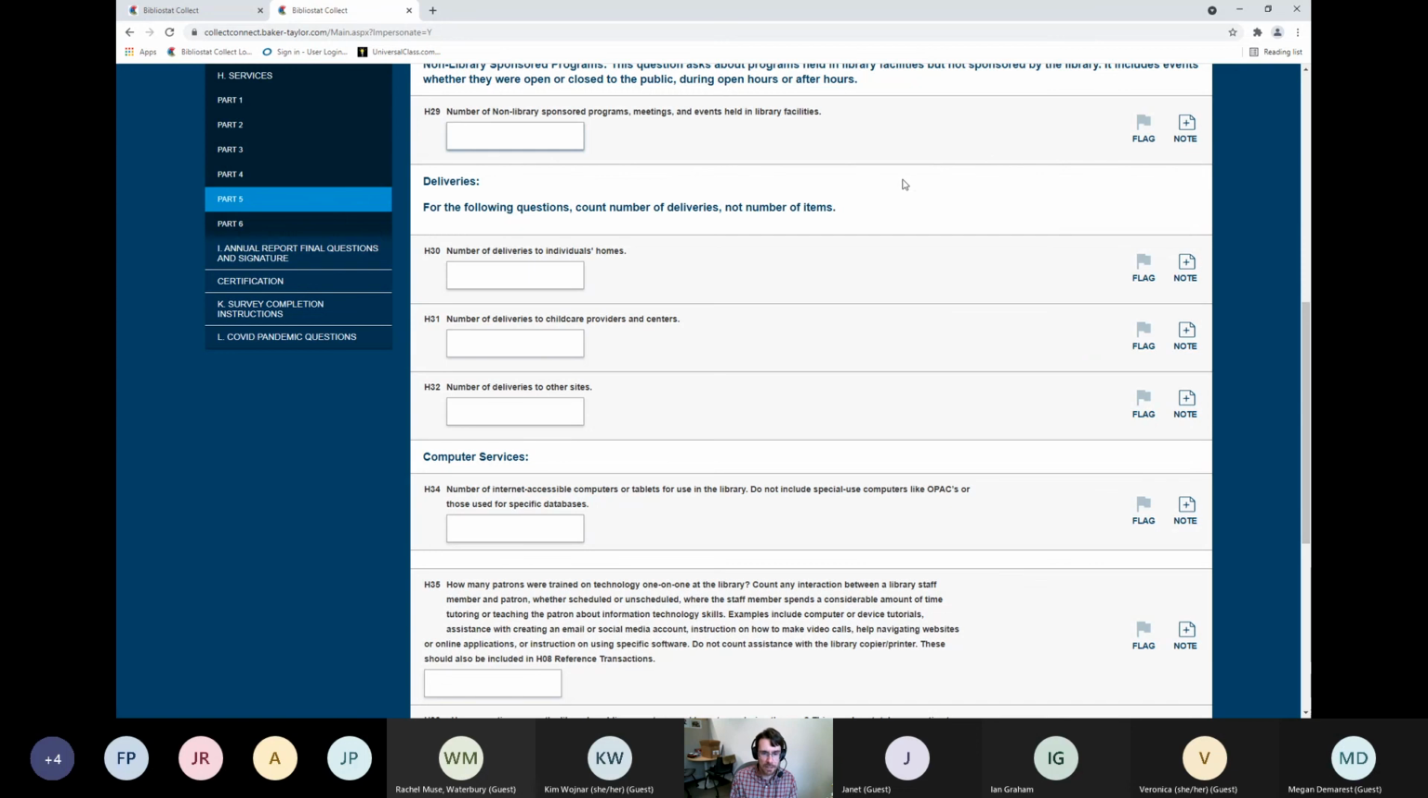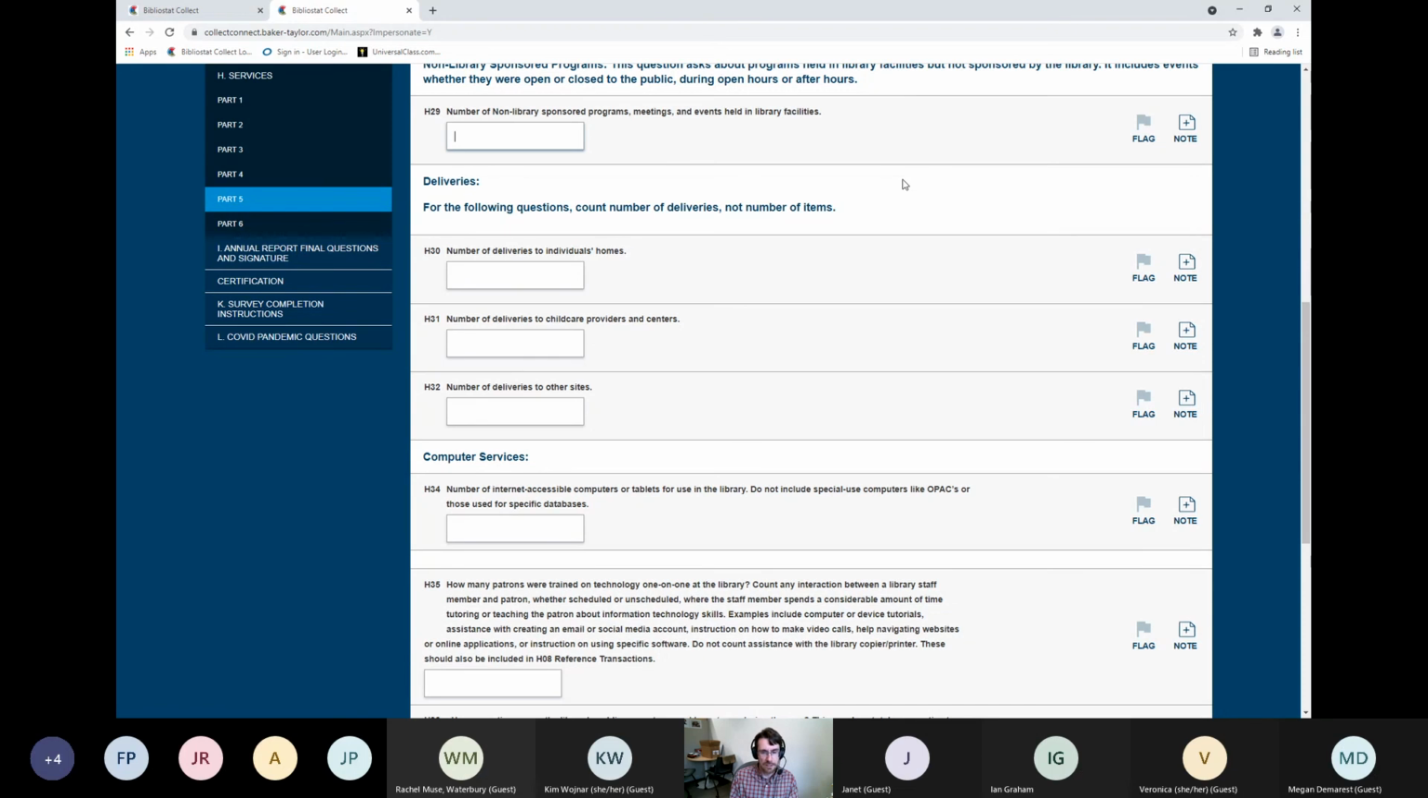The next is childcare providers and centers. So this is frequently what ends up happening with outreach, is people go to childcare places or something like that. The last one is everywhere else, which is schools most prominently, but anywhere else that this gets done, this is where it goes. So again, these are the number of deliveries, not the number of items.